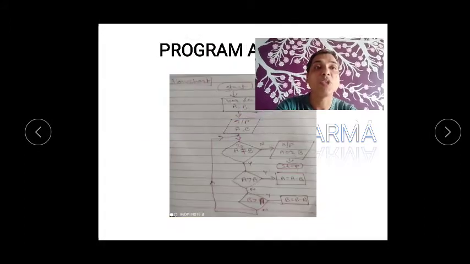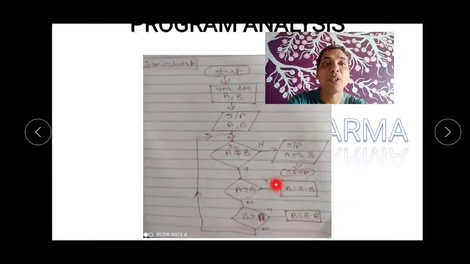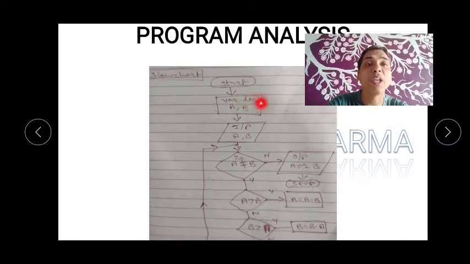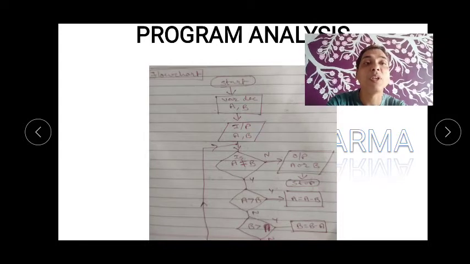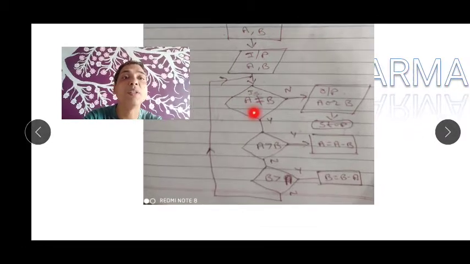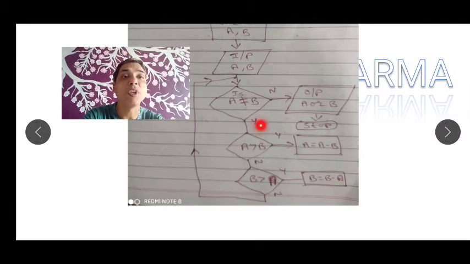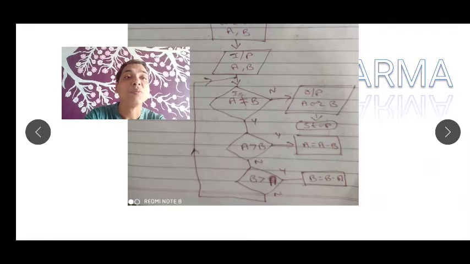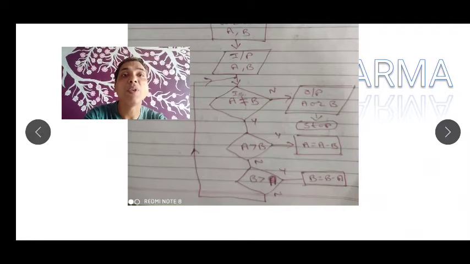Now let's draw the flowchart. The flowchart is a little messy, but just concentrate. Okay, start, variable declaration a and b, then input a, b. Then can you see here, if a is not equal to b, if it is true, then you have to again go to the condition. a is greater than b. If a is greater than b, you have to do a minus b. Okay, you have to do that. Then if b is greater than a, b minus a.